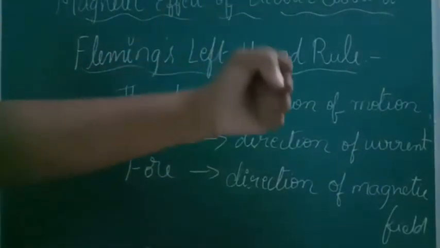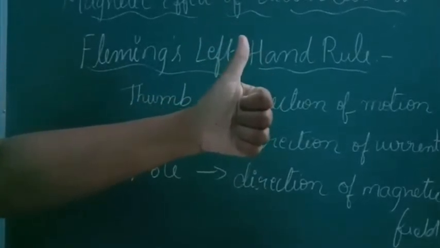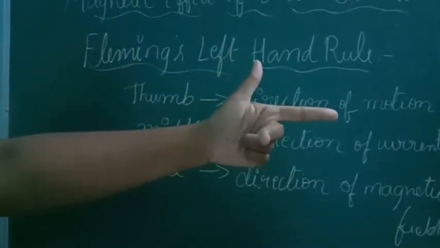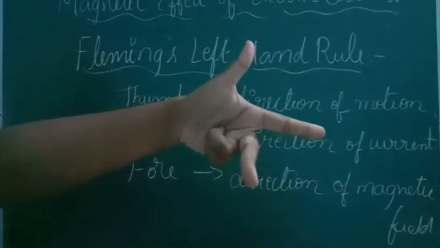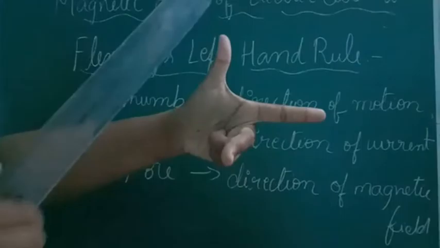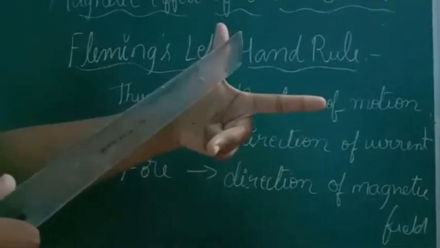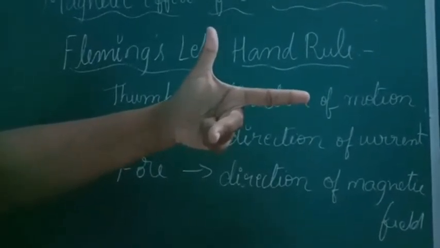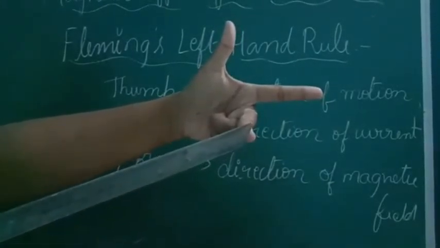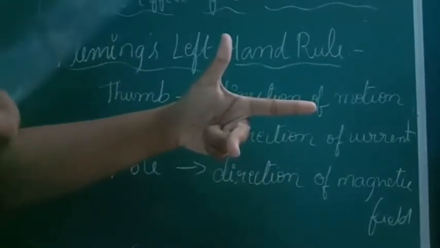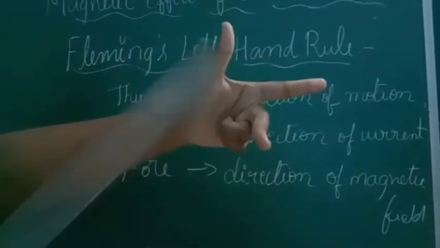So for this you want your left hand. First, arrange the thumb finger, forefinger and center finger perpendicular to each other. Now what do you mean by perpendicular? Perpendicular means the angle between these two lines has to be 90 degrees. So once after arranging the thumb finger, forefinger, center finger, this is the thumb finger, this is the forefinger and this is the center finger.